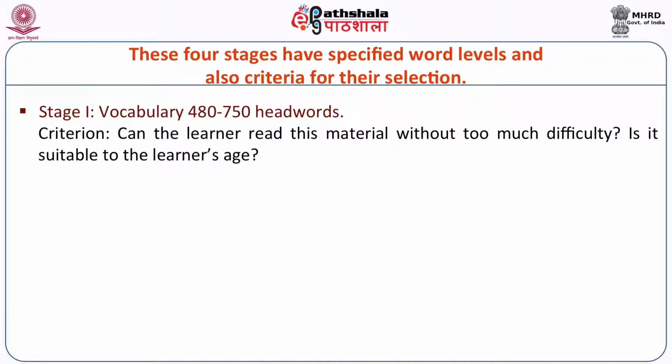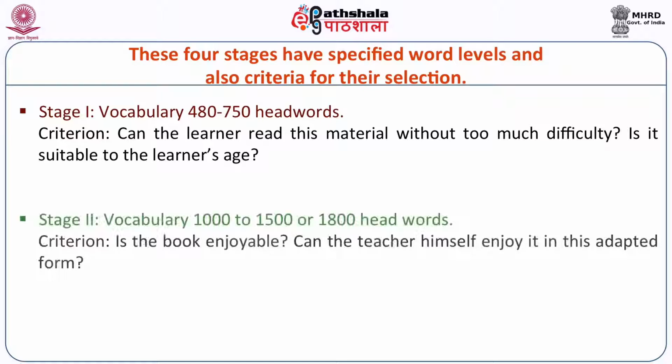Like at stage 1, vocabulary 480 to 750 head words. And criteria: can the learner read the materials without too much difficulty? Is it suitable to the learner's age? Then stage 2, vocabulary 1000 to 1500 or 1800 head words. And criteria: is the book enjoyable still? Can the teacher himself enjoy it in its adaptation form?